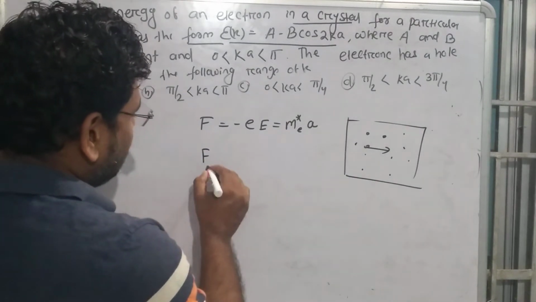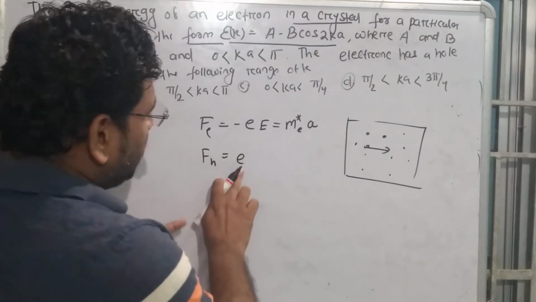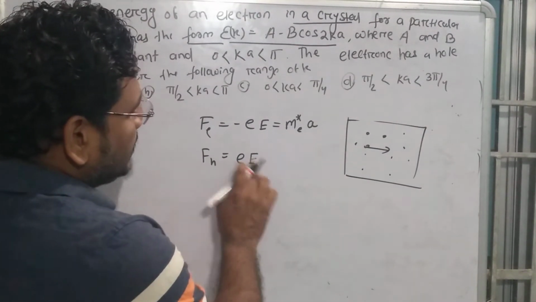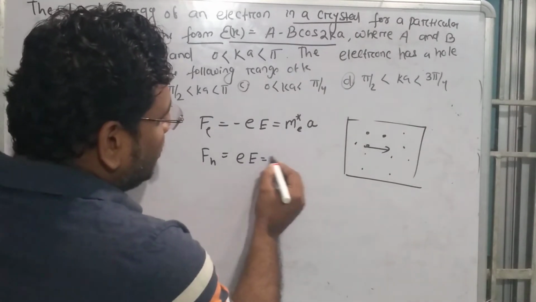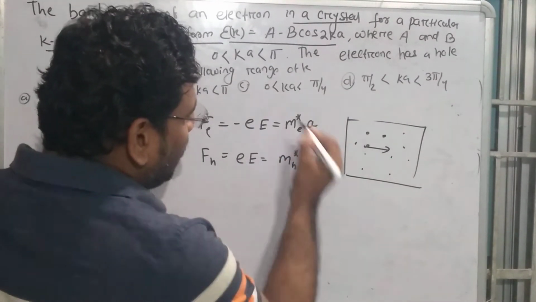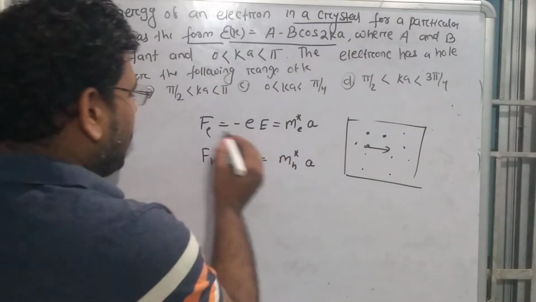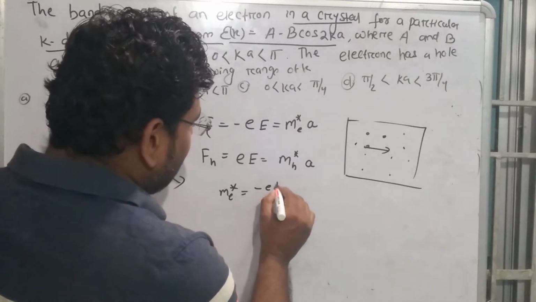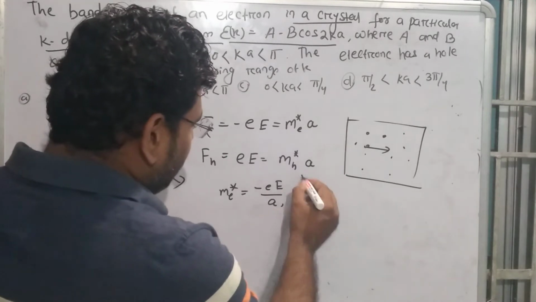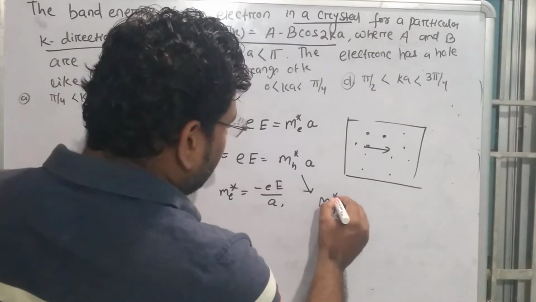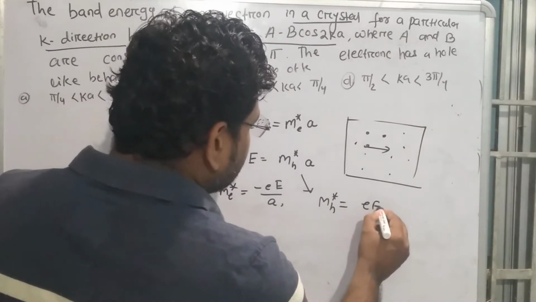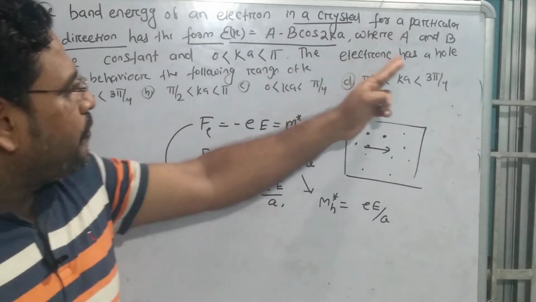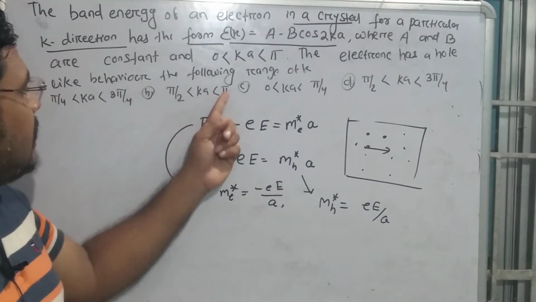Similarly, for the hole we can write the same, but in the case of a hole the charge is positive, so the force will be e times capital E, where small e is the charge and capital E is the electric field, and this will be the effective mass of the hole times acceleration. From this equation, the effective mass of the electron will be minus eE divided by a, and the effective mass of the hole will be eE by a.